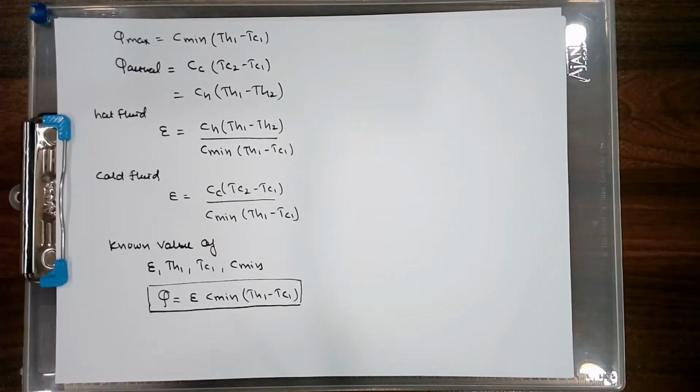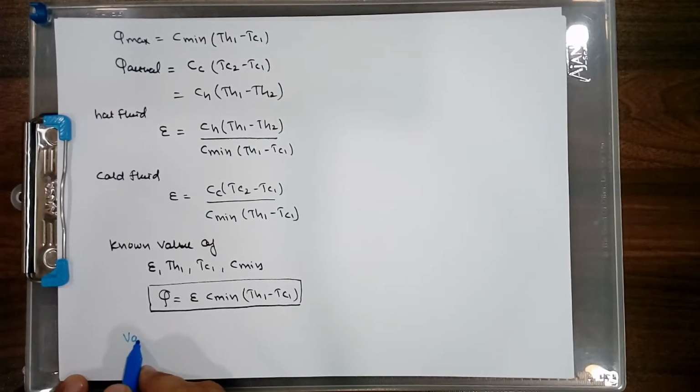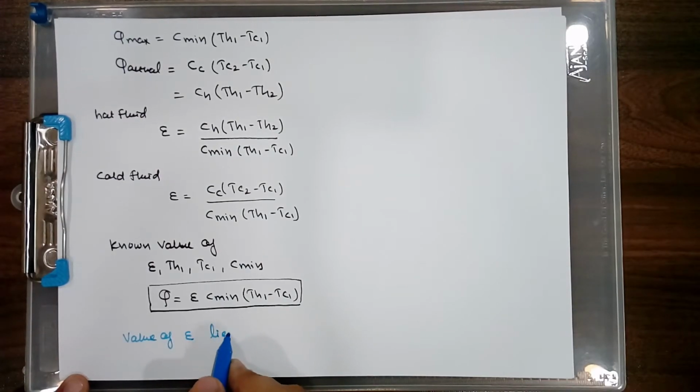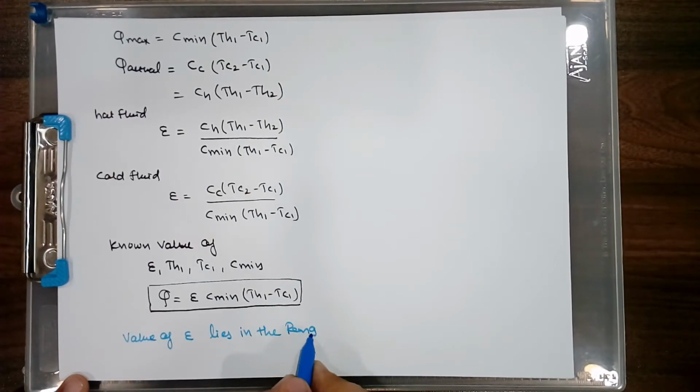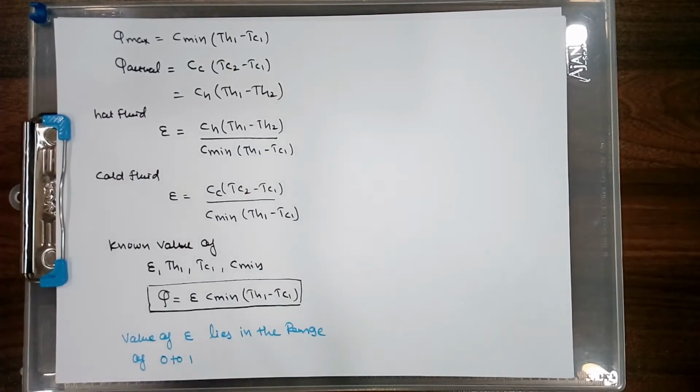Now we define the next quantity, that is NTU. But before discussing this NTU, we will write some remarks over here. The value of effectiveness lies in the range of 0 to 1. So when the actual heat transfer reaches the maximum, the effectiveness becomes 1.